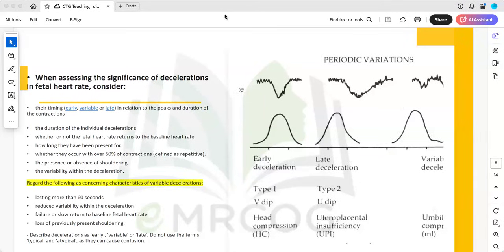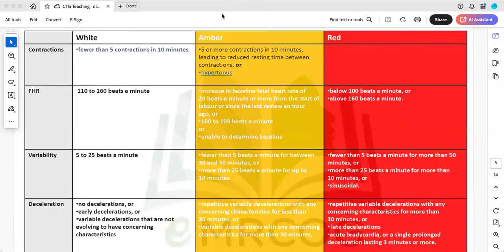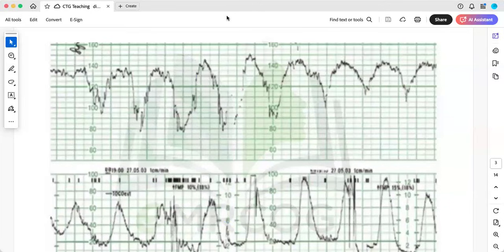And the variable deceleration, as I told you, there is a very big difference between presence of variable deceleration with concerning characteristics, or a variable deceleration without concerning characteristics. This is one bad feature, presence of concerning characteristics.